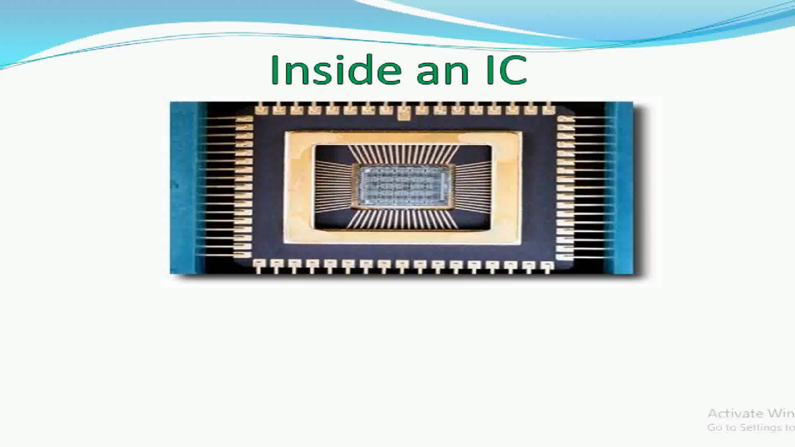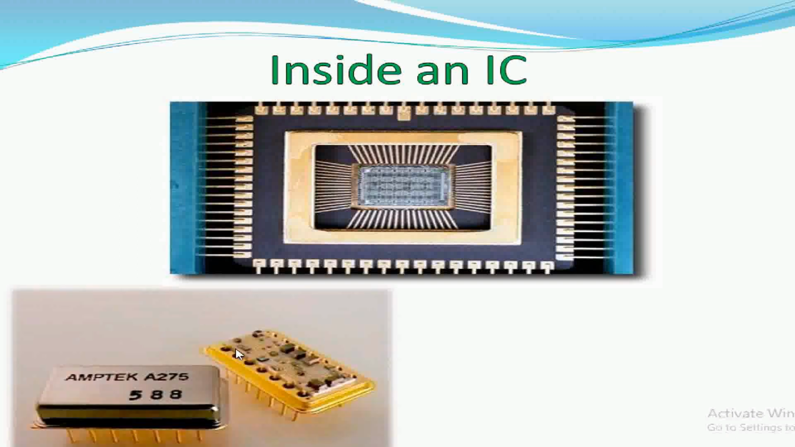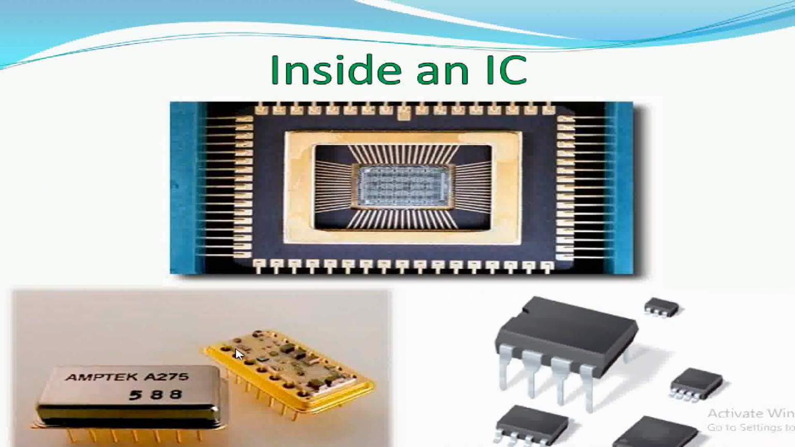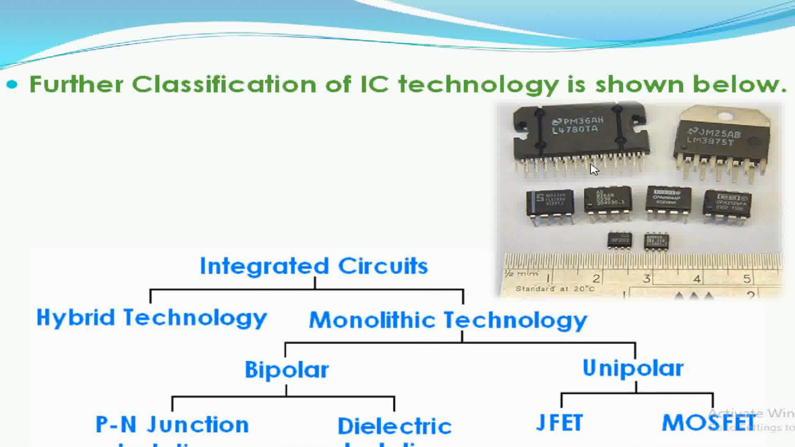So this is your IC. Inside an IC, it contains millions of transistors. This is one type of IC; in real time, these are the ICs. Further classification of IC technology is shown below. These are the pins. To these pins we have to give the input signal, and we take the output from them.